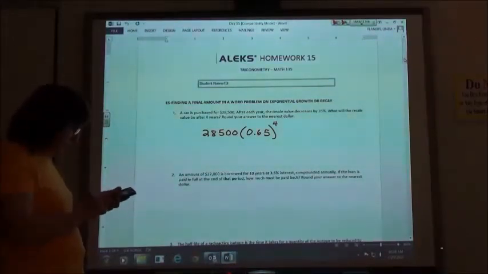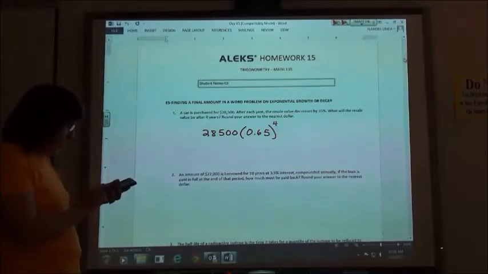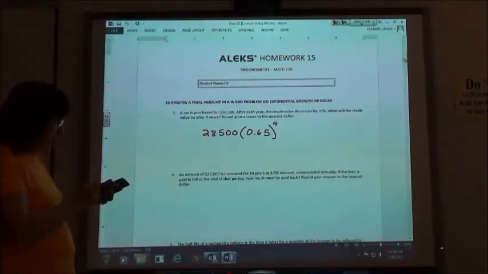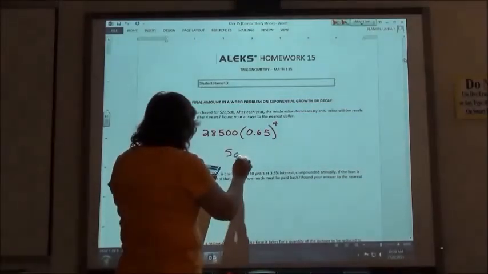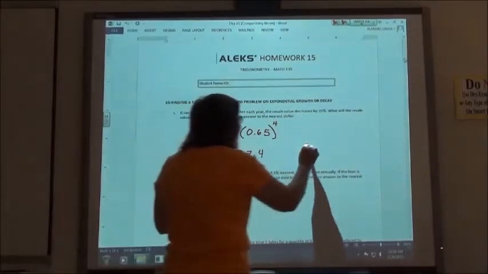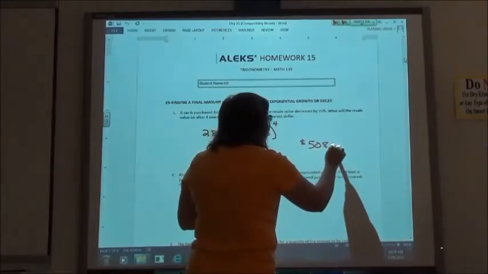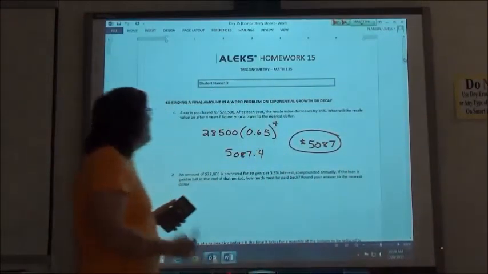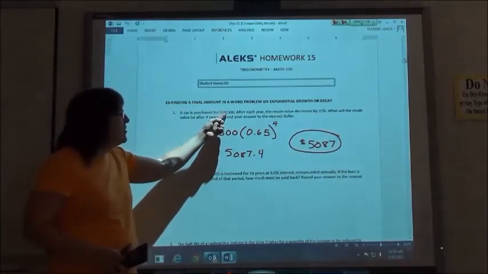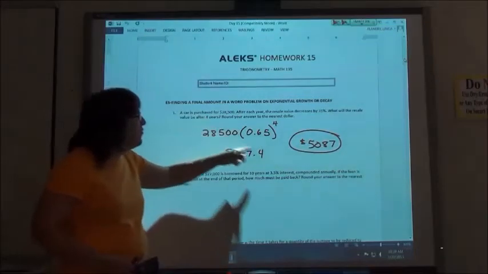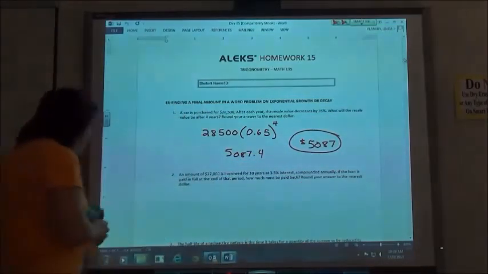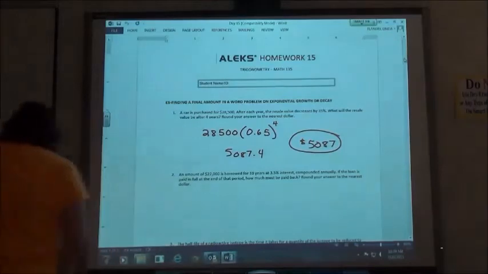28,500, whoops, I got an extra 5 in there. 28,500, parentheses, 0.65 to the fourth power. We're rounding to the nearest dollar. I got 5087.4. So $5,087 would be the value. It started out at 28,500, decreased by 35% each year, so after 4 years, it's now only worth $5,087.